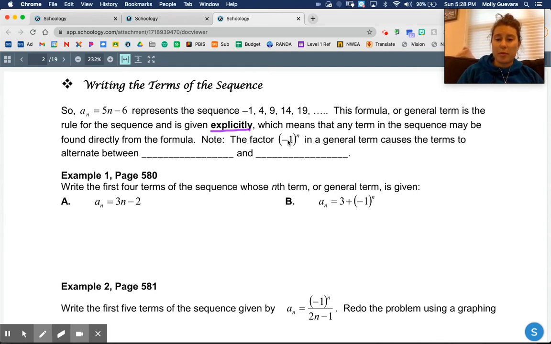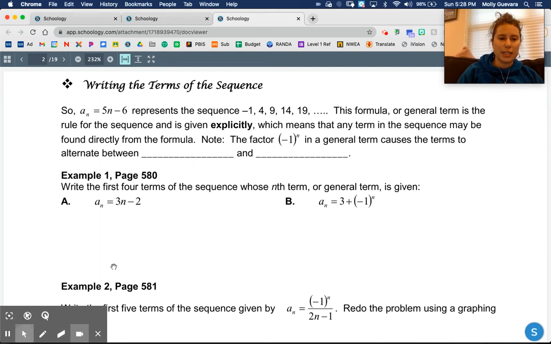Here's something different that maybe we haven't seen before. If I have a factor of negative 1 to the n, this is going to cause my sequence to alternate between positive and negative values. Negative 1 to the 1 is negative 1, but negative 1 squared is positive 1. And then negative 1 to the third is negative 1, and then negative 1 to the fourth is positive 1. So it alternates between positives and negatives.